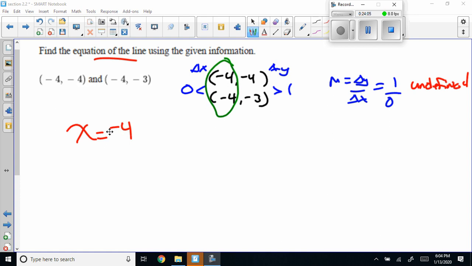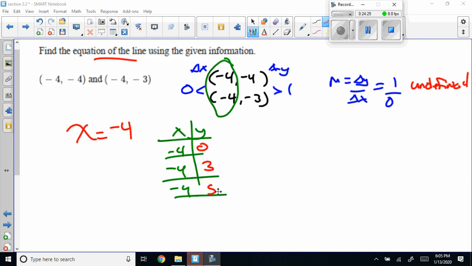x equals -4. If you looked at it from a T table, no matter what y is, your x is always what? -4, right?